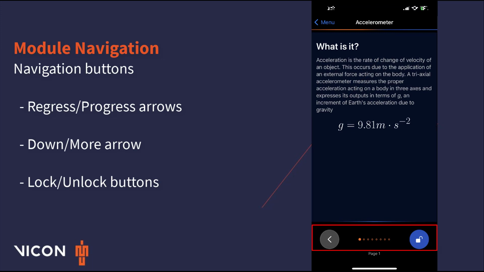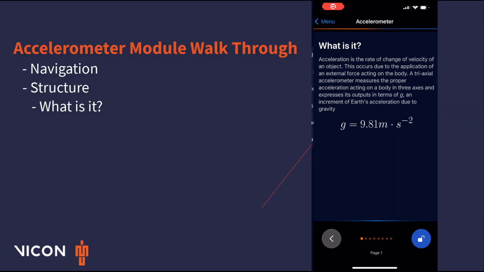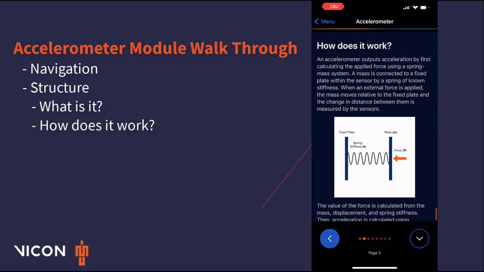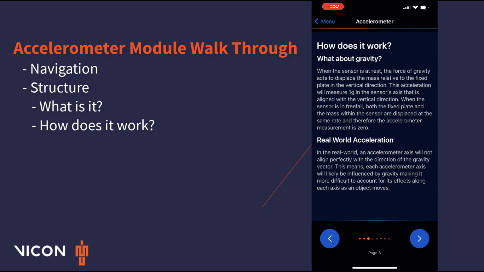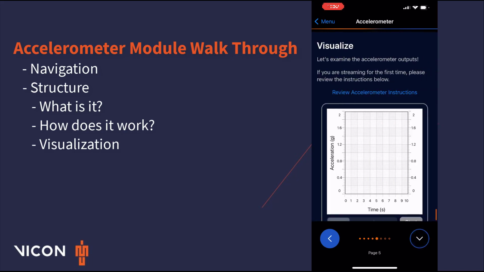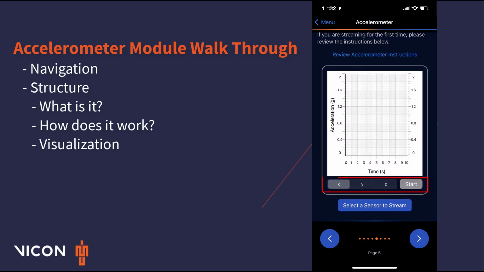Within each screen of the module, the user can navigate throughout the module using the buttons at the bottom of the screen. Each module will follow a similar progression format. What is it? How does it work? And visualization to see outputs in real time, hence the need for having a sensor within range. Within the visualization section, the user can visualize outputs in real time and choose what axes to visualize.